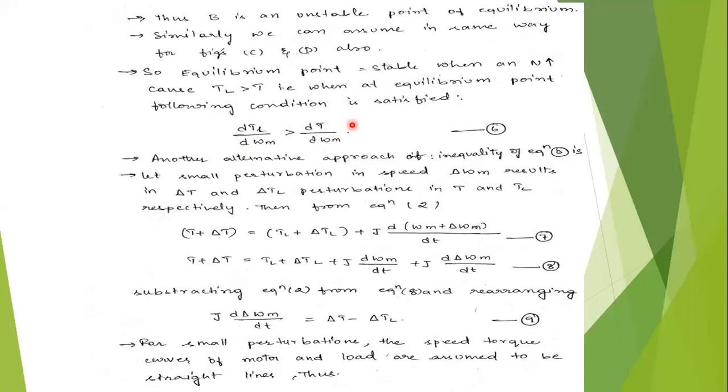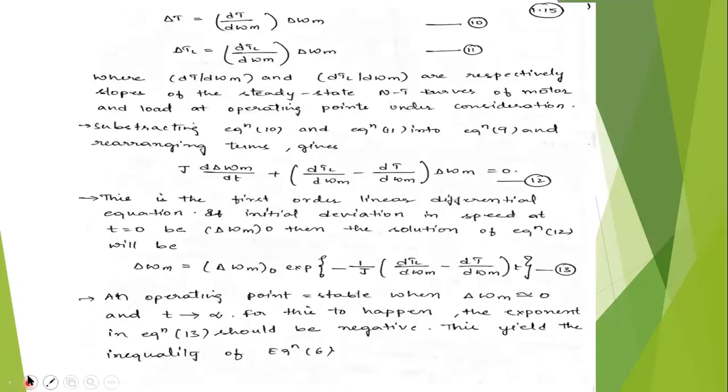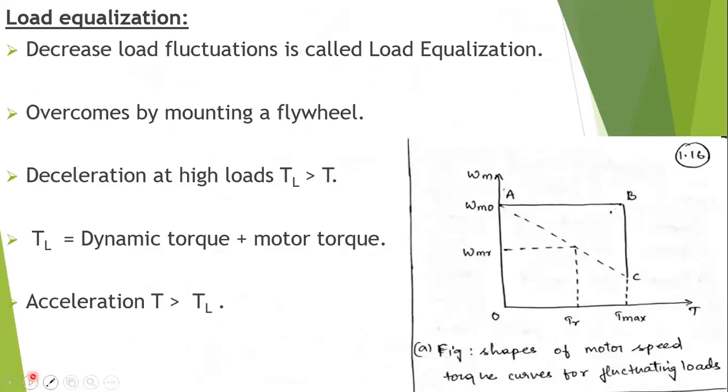That means if it is negative as shown in the equation, this does not satisfy the condition that dTL/dωm is greater than dT/dωm. Okay, this is steady state stability.